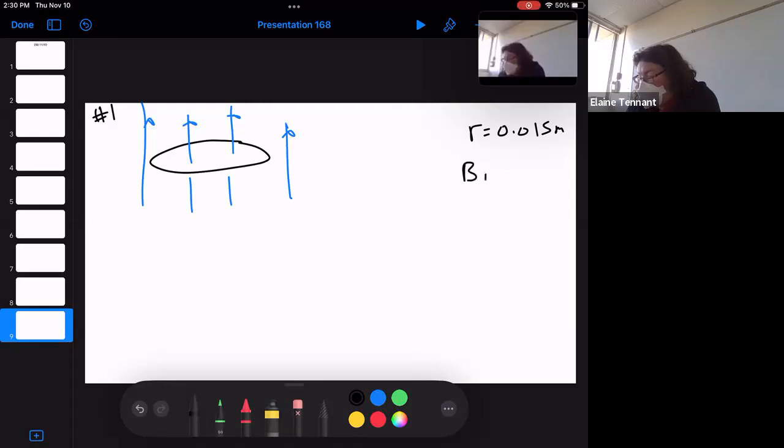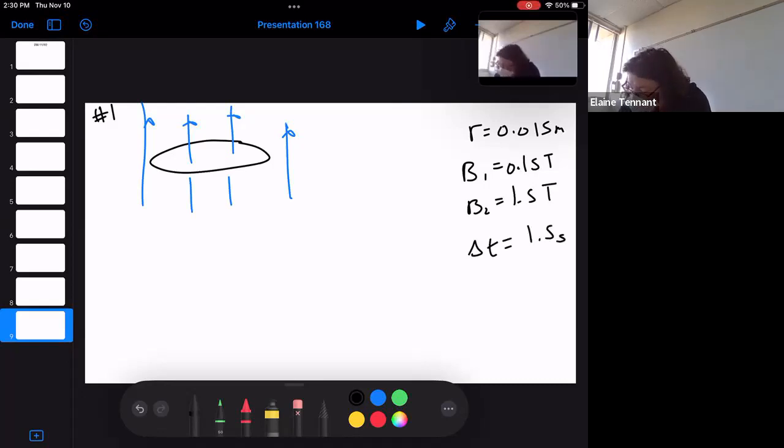So B at time 1 will be 0.15 Tesla, B at time 2 will be 1.5 Tesla, over a time period of 1.5 seconds. Okay, this is changing at a constant rate. That's going to be important. This wire has just some resistance, where the resistance is 2 ohms.